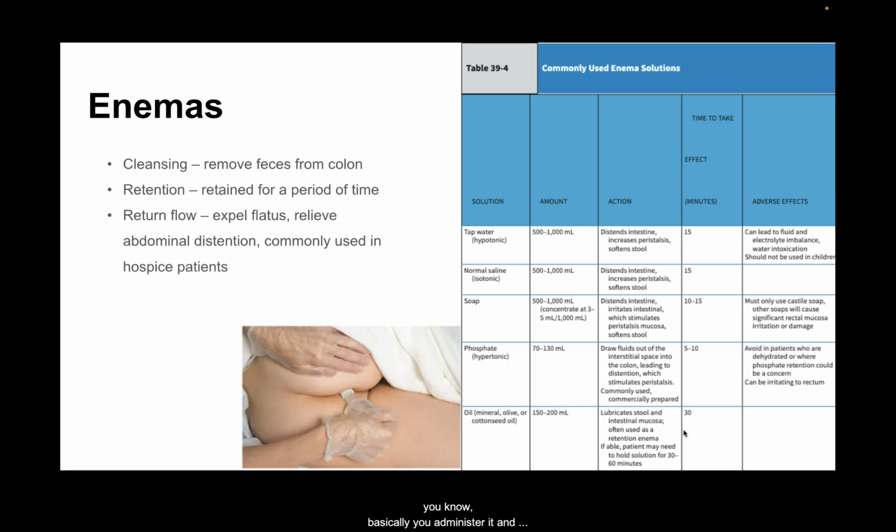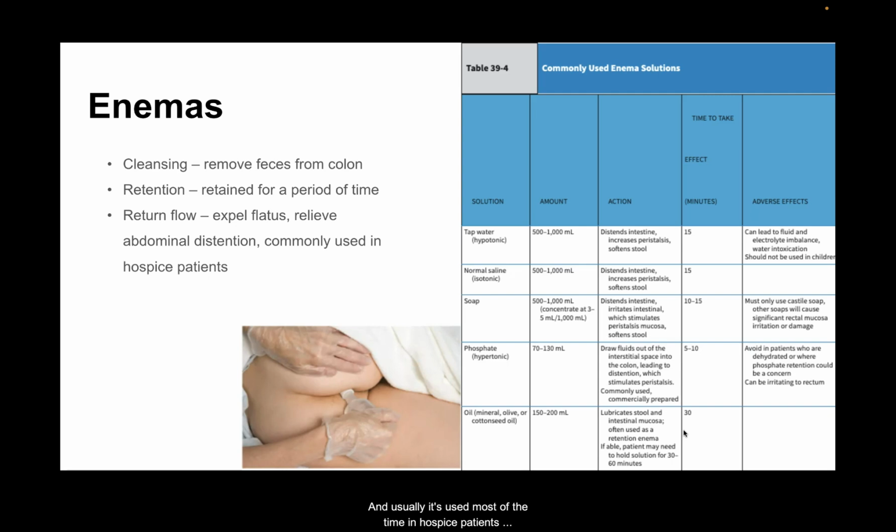Basically you'll administer it, and then we'll go over this in skills lab as well. And they retain it for a period of time, and then they return the flow. So it helps to expel the flatus. So basically you put it in, they hold it in, and then they expel the flatus, right? This helps to relieve abdominal distension.